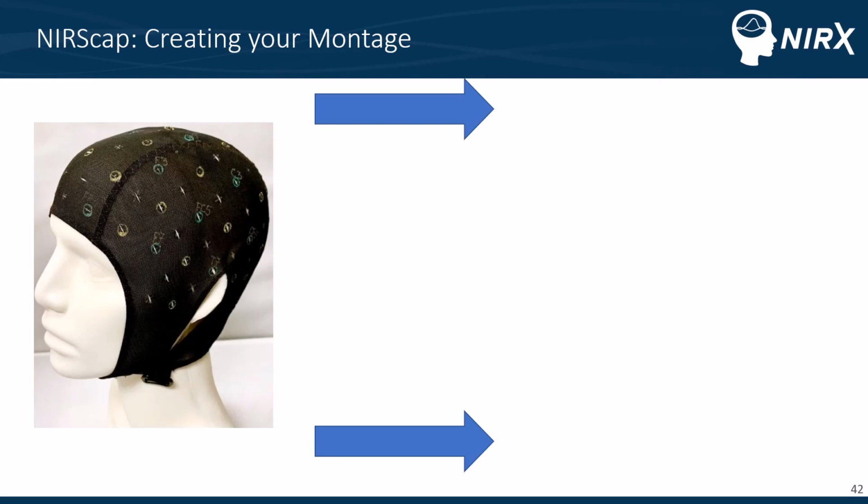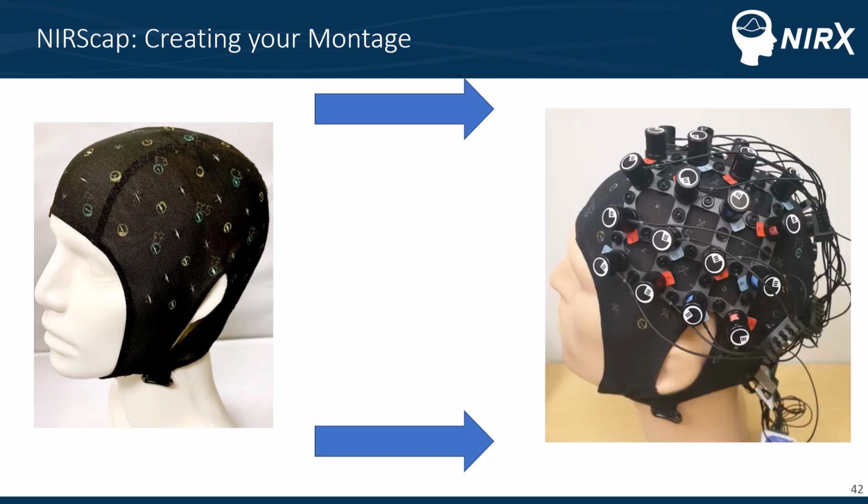Part of the NIRx platform is the NIRScap. Part of the NIRScap is this blank cap. In addition to a number of accessories and the probes, you end up with your final product, the NIRScap. It's headgear that's going to be very robust to motion artifact when set up properly. It's going to keep probes in place for the entire experiment, and it's going to ensure subject comfort as well as quick setup time, all when done properly.